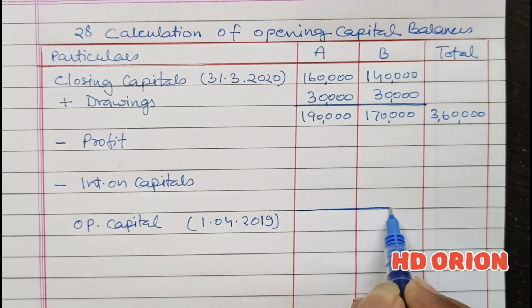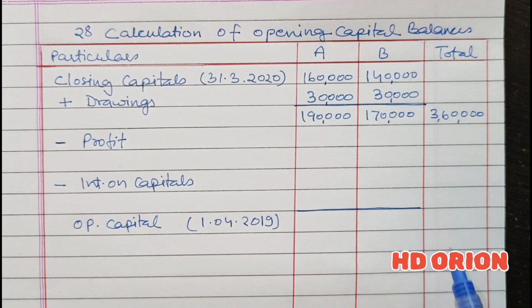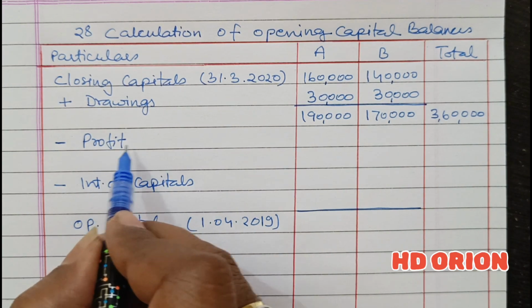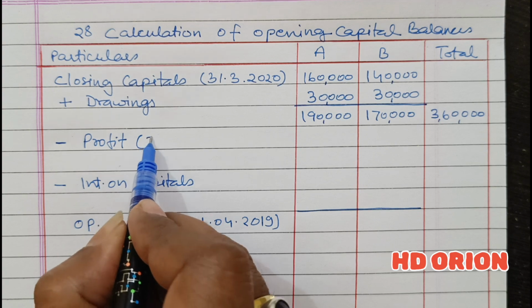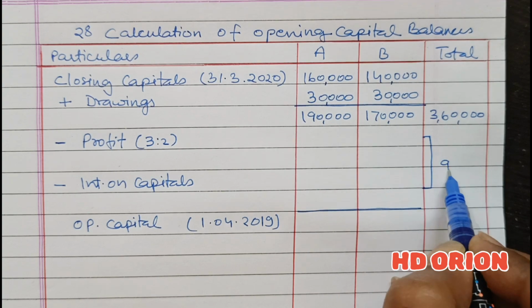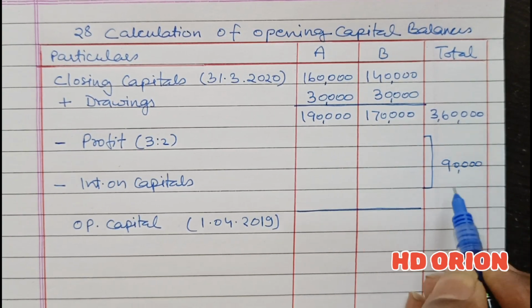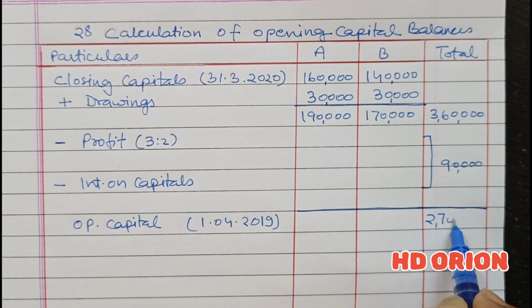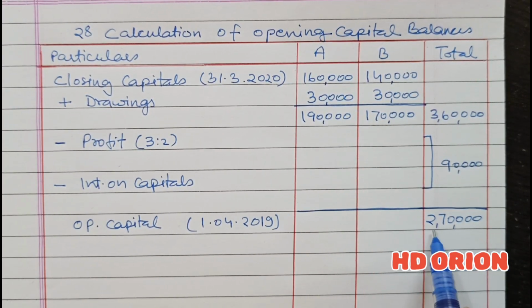Fine. So now the question says that given profit was rupees 90,000. So this distributable profit which is given to the partners in their profit sharing ratio 3:2 and interest on capital, they together are rupees 90,000. So when we subtract this 90,000 from rupees 3,60,000, the amount we get is rupees 2,70,000. Fine. Now this 2,70,000 is the total opening capital of A and B.